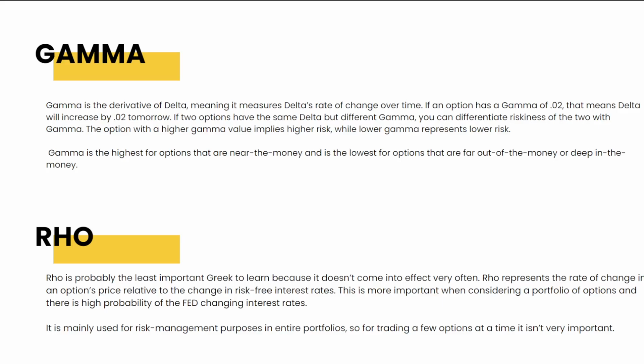If an option has a gamma of 0.02, that means delta will increase by 0.02 tomorrow. Okay? If two options have the same delta but different gamma, you can differentiate the riskiness of the two with gamma, telling the difference between the two. The option with a higher gamma value implies higher risk, while lower gamma represents lower risk. So I hope that makes sense. Gamma is highest for options that are near the money and is lowest for options that are far out of the money or deep in the money.